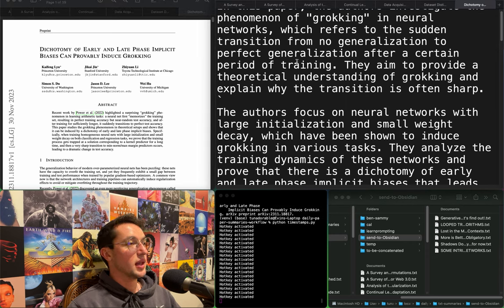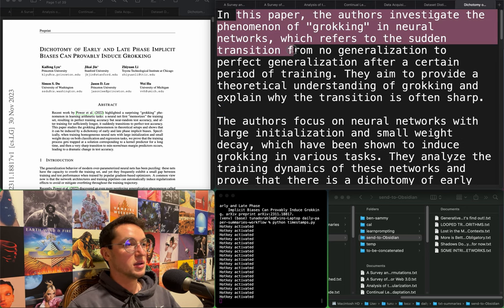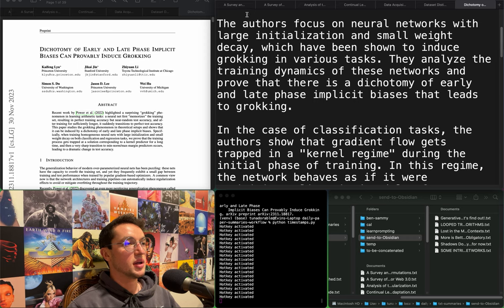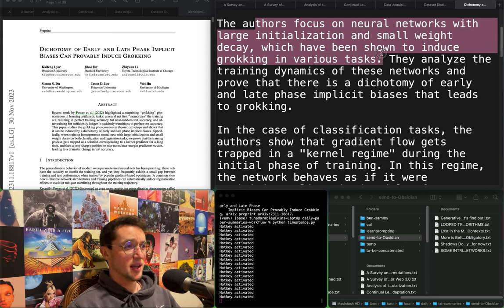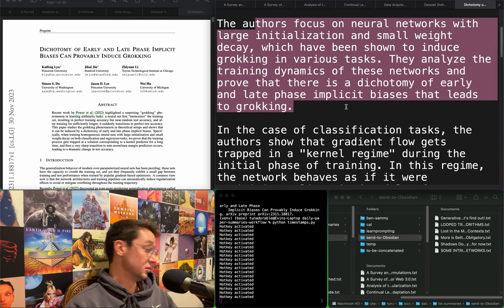Dichotomy of early and late phase implicit biases can provably induce grokking. Investigate the phenomenon of grokking, aim to provide a theoretical understanding of grokking and explain why the transition is often sharp. Focus on neural networks with large initialization and small weight decay, which have been shown to induce grokking in various tasks. Analyze the training dynamics of these networks and prove that there is a dichotomy of early and late phase implicit biases that leads to grokking.